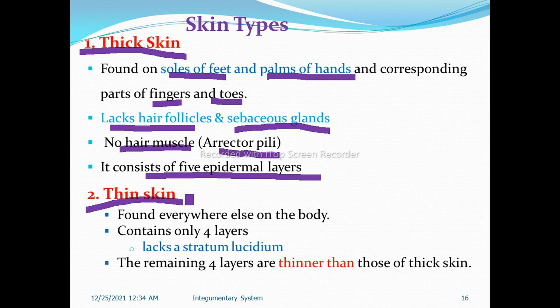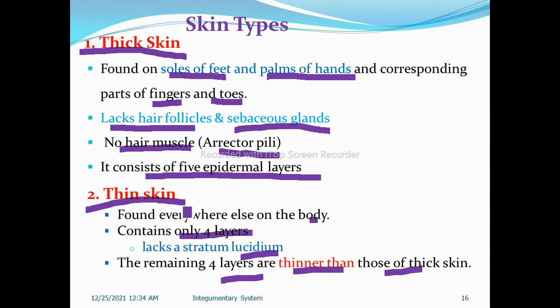The other is thin skin. Thin skin is found everywhere in the body, everywhere except the feet and palm, like our chest, abdomen, back, leg, something like that, containing only 4 layers. That means there is no stratum lucidum. The remaining 4 layers other than stratum lucidum are also thinner than in thick skin. Even if the stratum lucidum is minimized, they are also thinner.